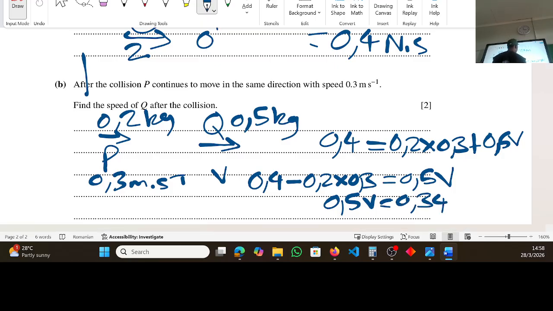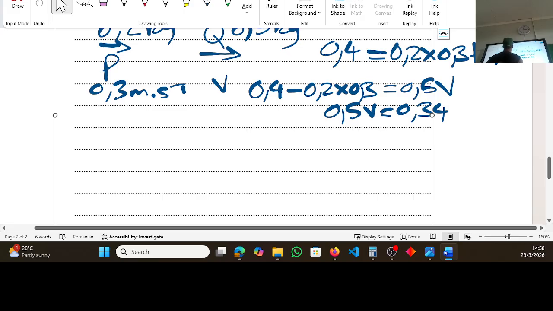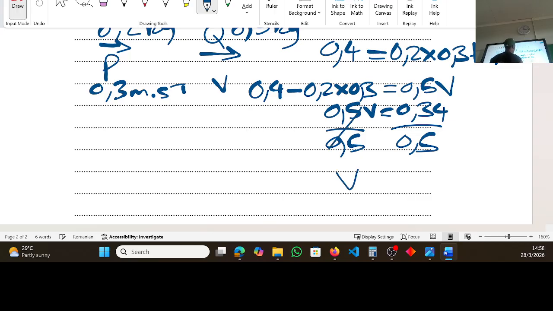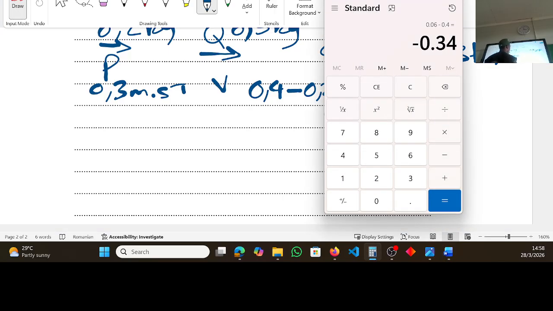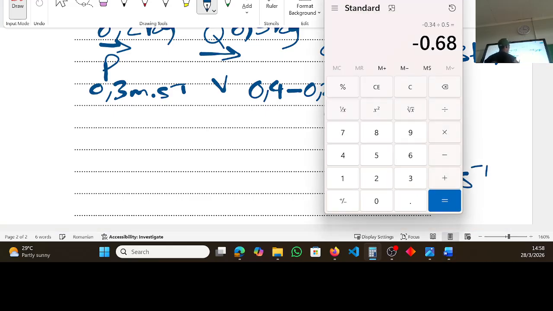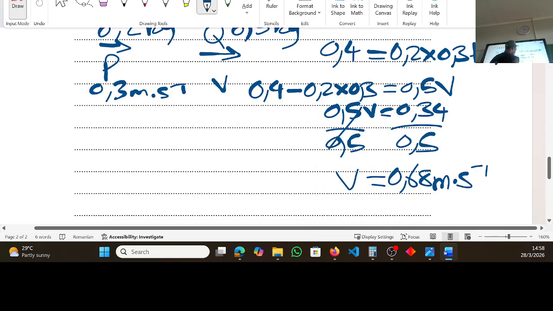So we divide both sides by 0.5 for us to get the value of V. The 0.5s cancel, so our V will be equal to 0.34 divided by 0.5, which gives me 0.68. So here we have 0.68 meters per second. Don't worry about my calculator, which was showing a negative. I was just trying to simplify the calculations so that it's quick.